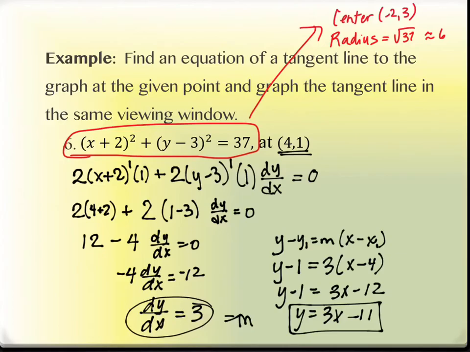Okay? So we're going to get our graph drawn, and I need to have a center of negative 2, 3. So here's the center. And then I'm going to go out 6-ish in each direction, and by each direction I mean left, right, up, and down. So I have this point, that one, and that one. And I'm going to do my best to connect the dots. Okay?